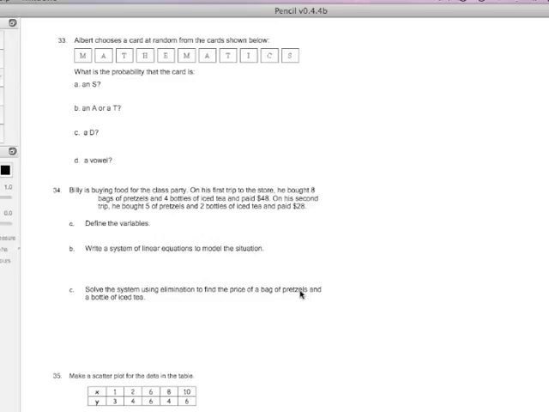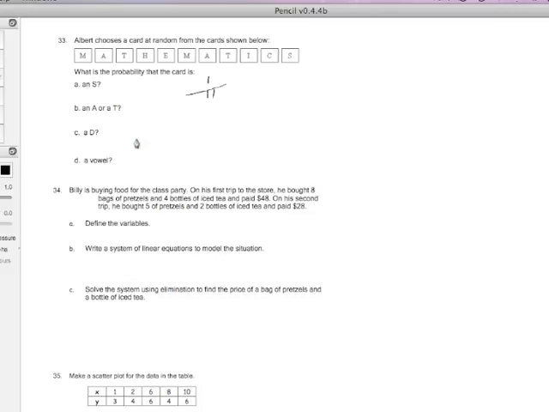So number 33, Albert chooses a card at random from the cards shown below. What's the probability that the card is an S? Well, there are 2, 4, 6, 8, 10, 11 possibilities, and only one of them is an S. Number of successes over the number of possibilities.